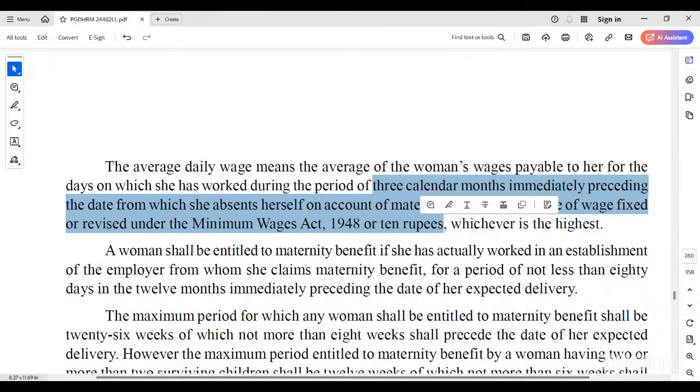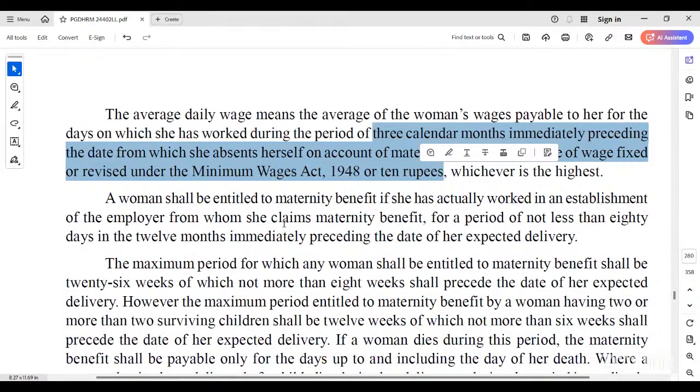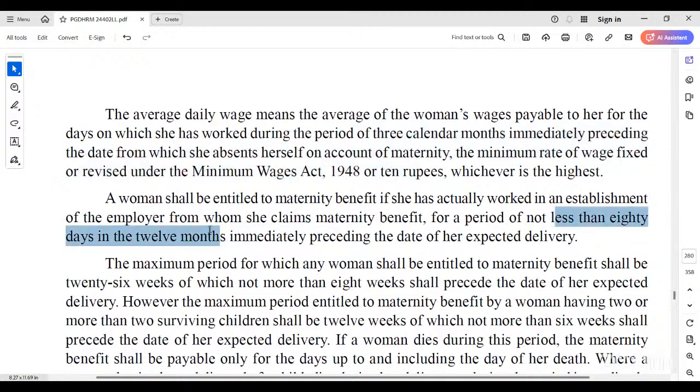Then after this, a woman shall be entitled to maternity benefits if she has actually worked in an establishment of the employer from whom she claims maternity benefits for a period of not less than 80 days in the 12 months immediately preceding the date of her expected delivery.